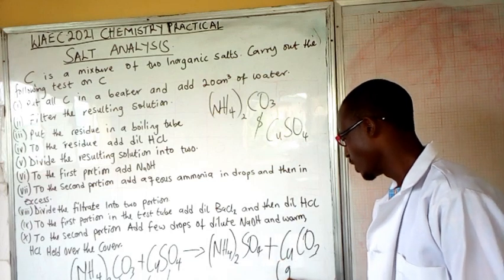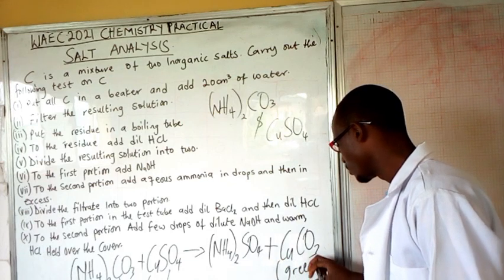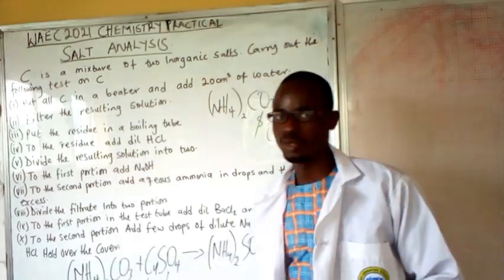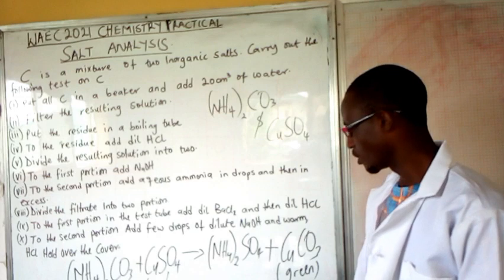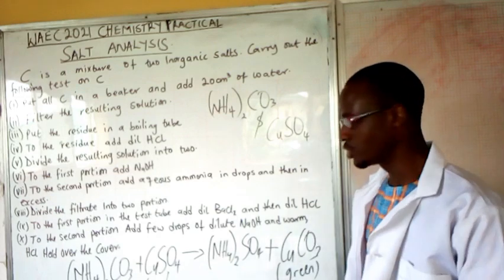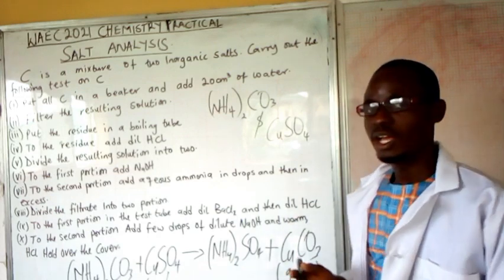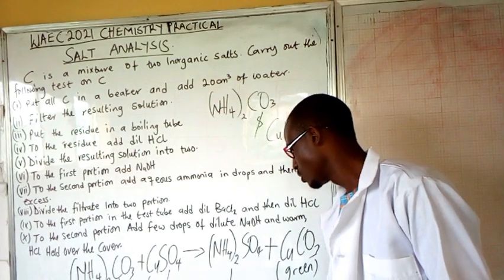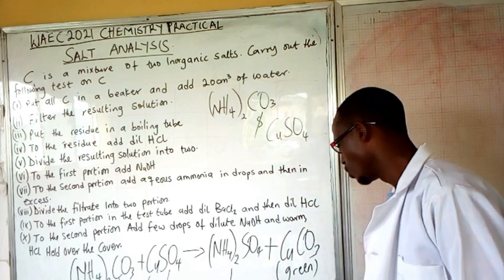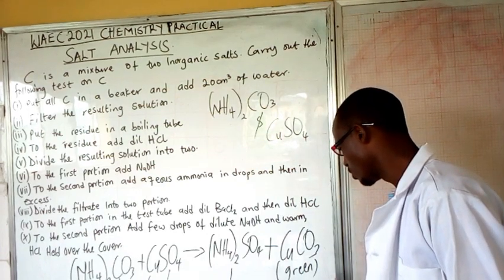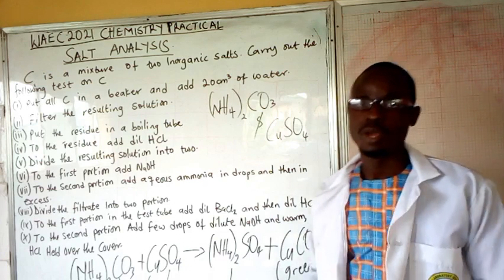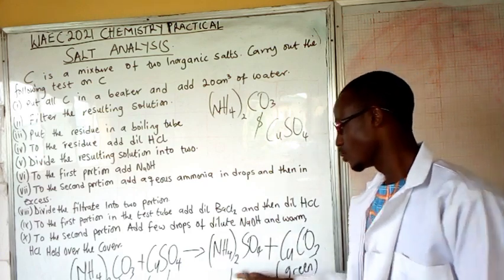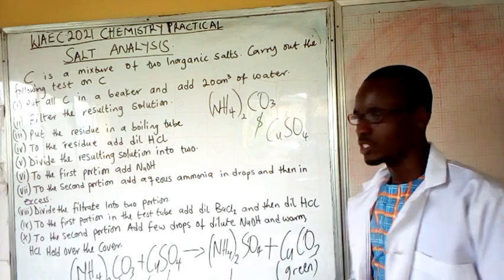CuCO3 is characterized by a green color, and moreover, copper sulfate has a characteristic blue color. So once you mix the two together, you will see a change in color to a characteristic green color, which indicates the formation of CuCO3. Moreover, (NH4)2SO4 is soluble and CuCO3 is insoluble when they mix with water. So we are going to have the ammonium sulfate as our filtrate and the copper carbonate as our residue.